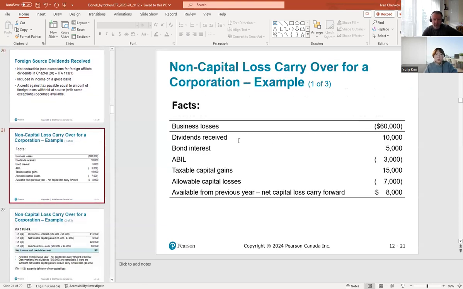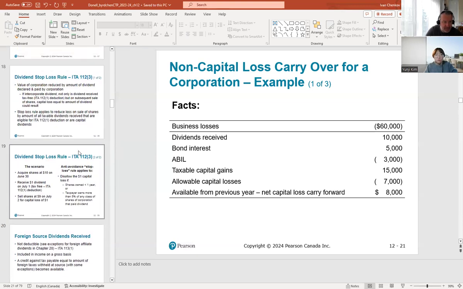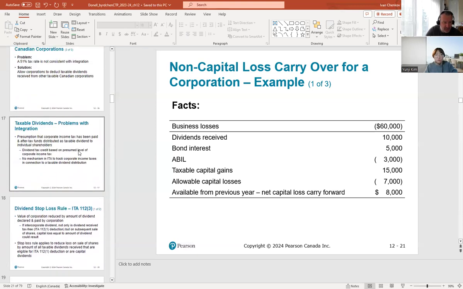Right. So let's talk about net capital loss carry over for the corporation. The company has the business loss. They receive dividend. They have bond investment interest. IBIL. Where did it come from? Did we see IBIL somewhere before?